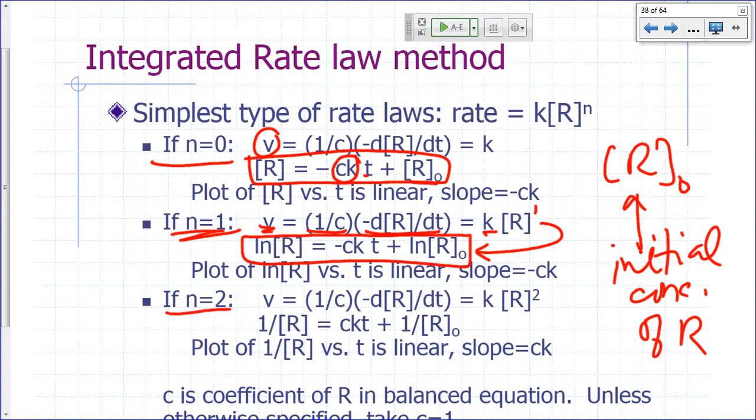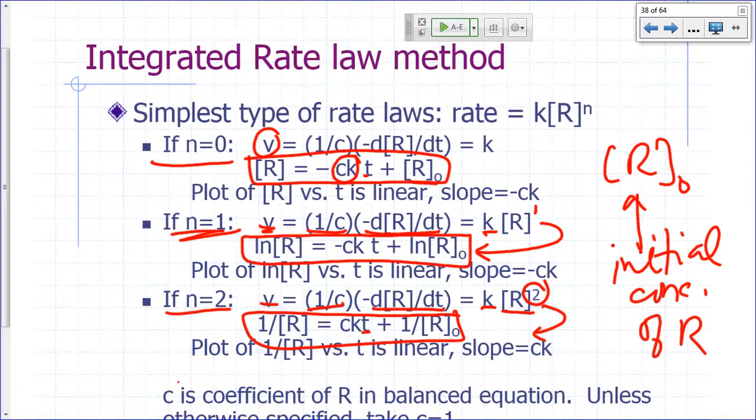Similarly, if n equals 2, the rate of the reaction is equal to 1 over the coefficient times the rate of consumption of R, equal to k times the concentration of R squared, second order. If you solve this differential equation, this is the expression you'll come up with: 1 over R equals a constant times t, where t is time, plus 1 over R naught. So these are the expressions that you'll find, and I've written them in the form that will allow you to see immediately what you can do to get the values for the rate constant.